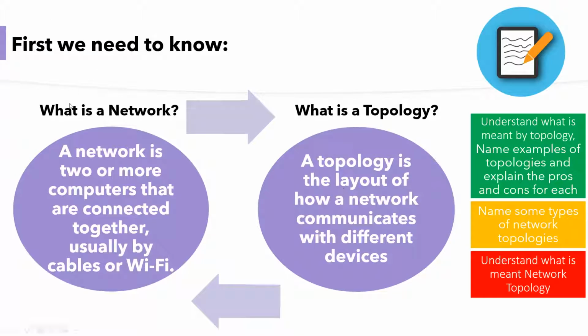The first one being, what is a network? Basically, a network is two or more computers that are connected together. This is usually done by using internet cables or using the Wi-Fi. A topology, the second question, is how a network is laid out that allows devices to communicate with each other. So how does, for example, at school, our computer connect to the printer? What layout is there that makes it all work?